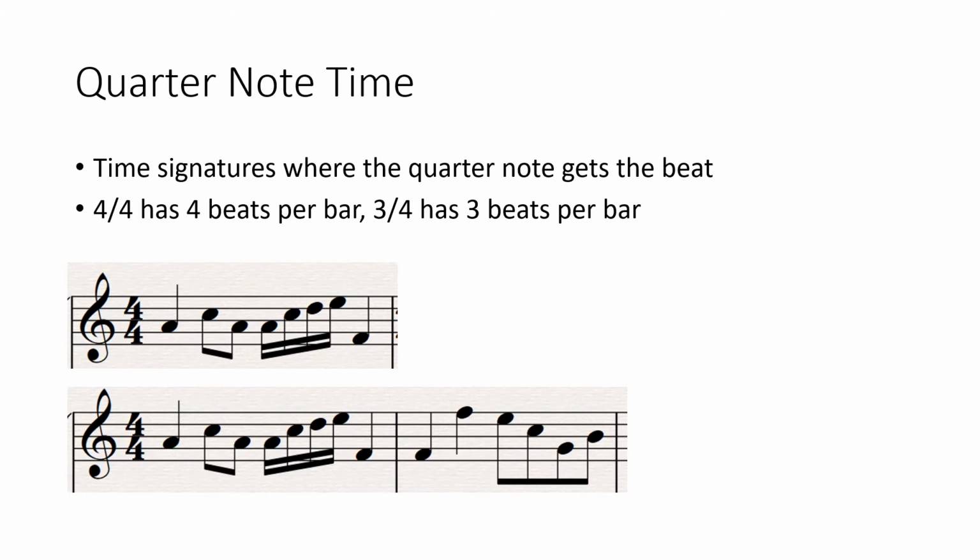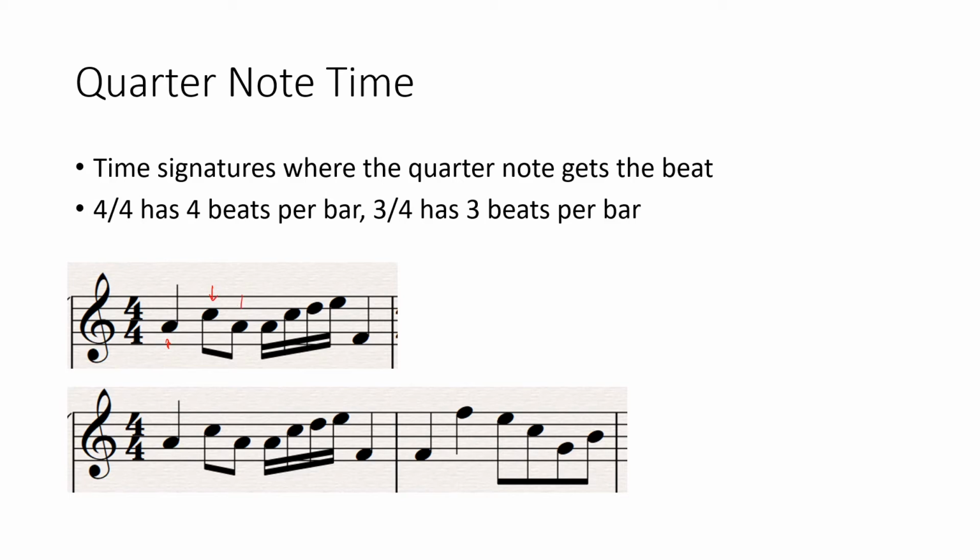So when we discuss quarter note time, we're really discussing time signatures where a quarter note is getting the beat. As we discussed before, 4/4 has 4 beats per bar. There are other types of time signatures, like 3/4 time, where we have 3 beats per bar, and the time signature is denoting that the quarter note gets the beat. You can see here that we have different measures of 4/4 time, and we're showing how these different things fit into the bar. For instance, a quarter note is worth 1 beat.